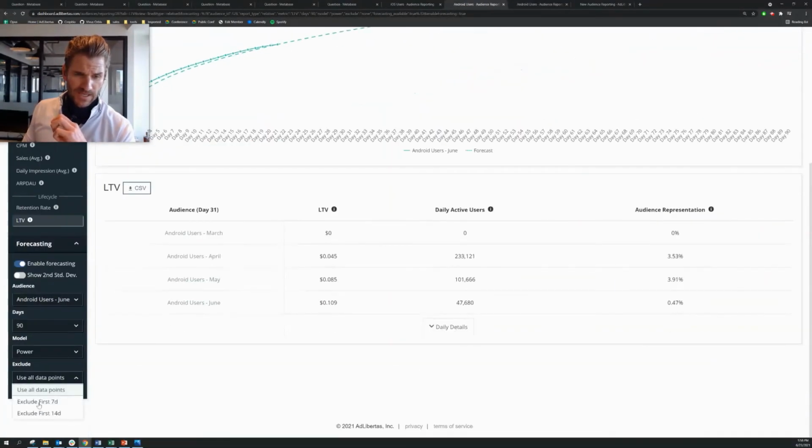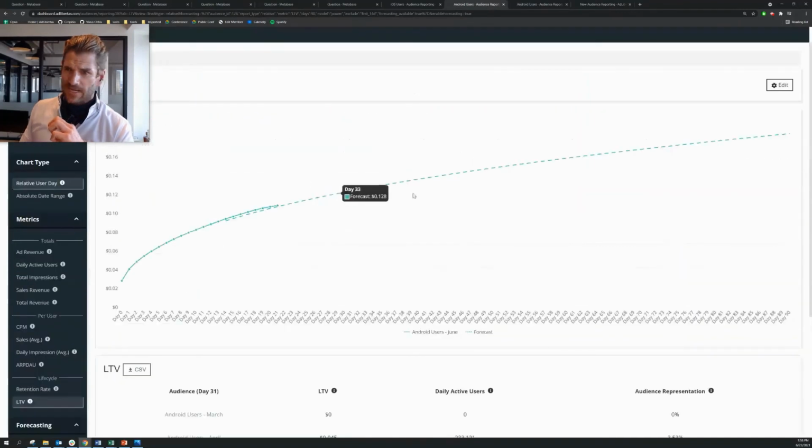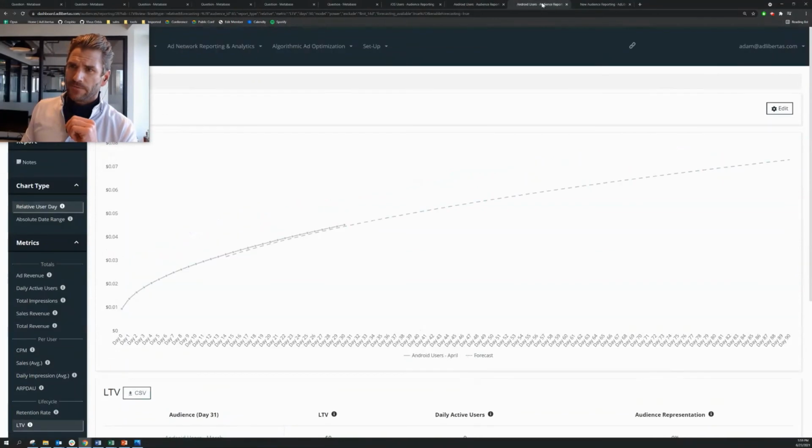We will exclude the first 14 days, and in 90 days out, we've got 18 cents. We've got over here in this tab, the April users, 7 cents. So we're almost up 3x. So just a little bit higher than 2.5 times the LTV in 90 days, which means there's a significant opportunity to make up where iOS has fallen.